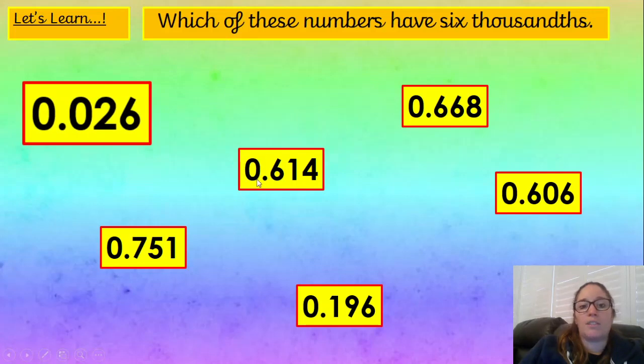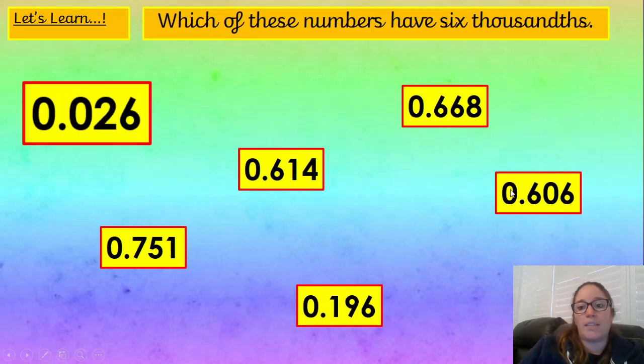Okay, here we've got 0.614. It has got a 6. Does this 6 represent thousandths? No, because we know that the 0 is ones, 6 is tenths, 1 hundredth and 4 thousandths. Okay, so we've got 0.668. We've got 0 ones, 6 tenths, 6 hundredths, 8 thousandths. So that hasn't got 6 thousandths.